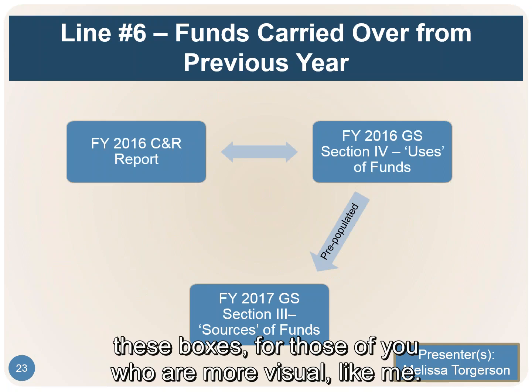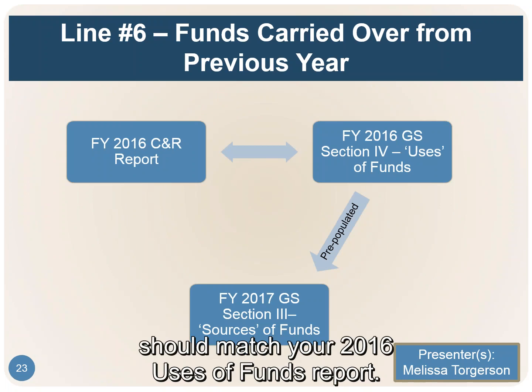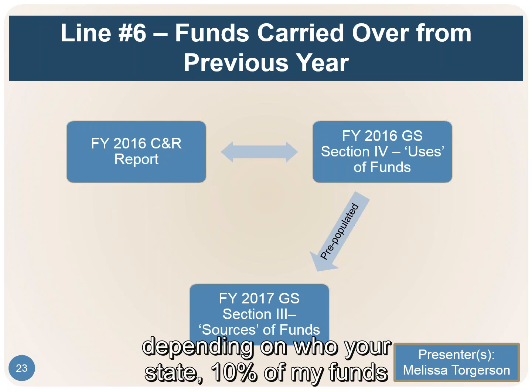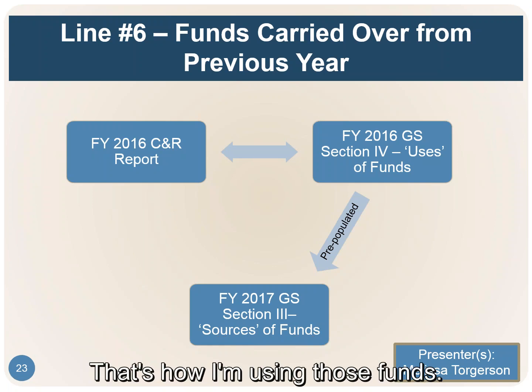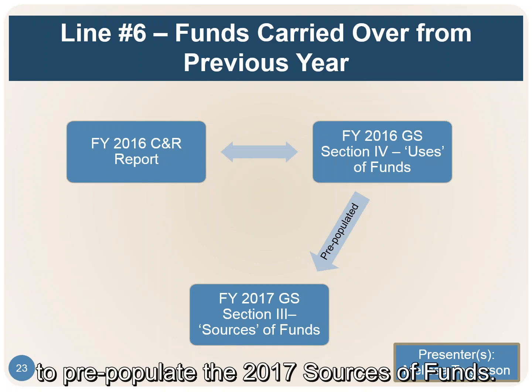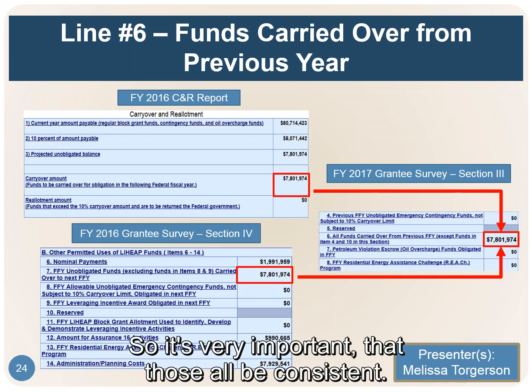We have some examples of these boxes for those of you who are more visual like me. Your 2016 carryover and reallotment report should match your 2016 uses of funds report, because a use of your funds is, okay, 10% of my funds, depending on your state, I'm carrying over into the next year. That's how I'm using those funds. We take that information from the 2016 grantee survey section and use it to pre-populate the 2017 sources of funds. It's very important that those all be consistent.